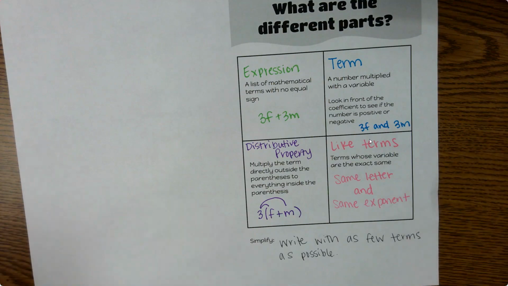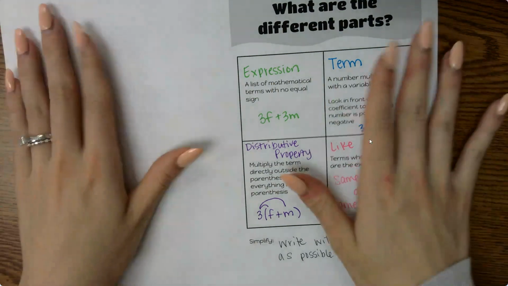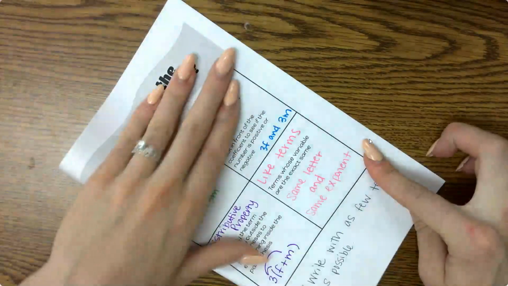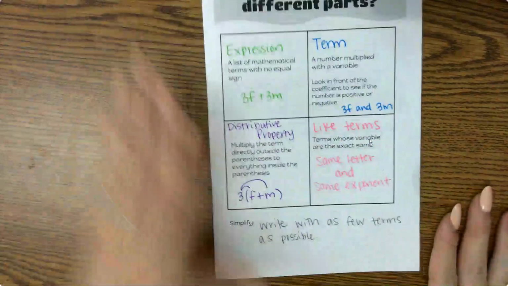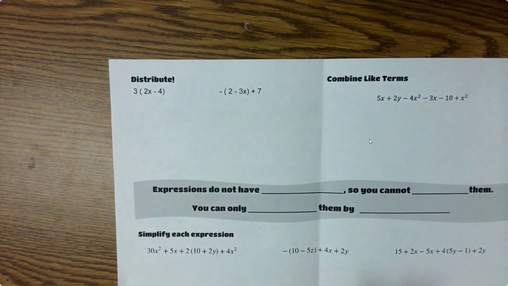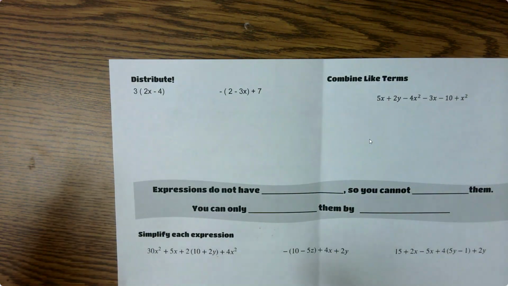All right, now that we've gotten our first page out of the way, I'm going to fold our notes in half, just like we always do. Create kind of a booklet here. And then we're going to move on to the inside. So we're actually going to do some practice with the distributive property and combining like terms. So I'm going to do the first one, and then I'll show you the second one, and then you'll try some on your own.